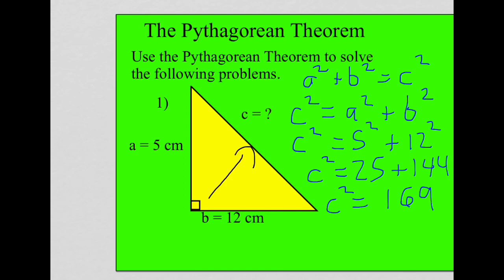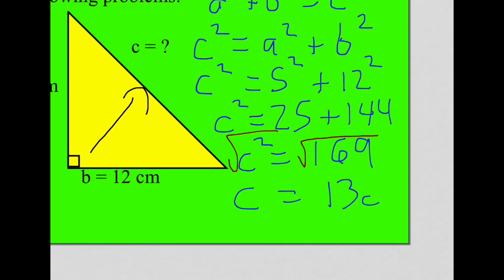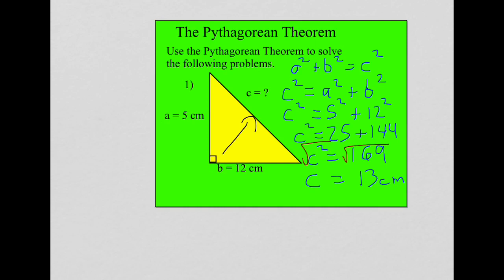But we don't want to know the value of c squared, we want to know the value of c. So to go from c squared to c, we have to take the square root of it. And I do the same thing on the other side, because if I do the square root of one side, I have to do the square root of the other side. And so now we get that c is equal to 13. And that's 13 centimeters. And that's the length of side C.